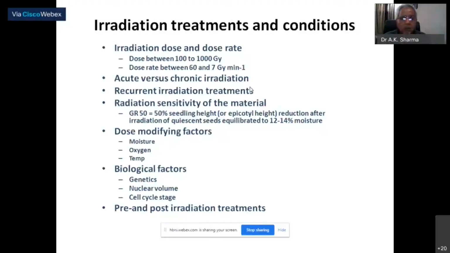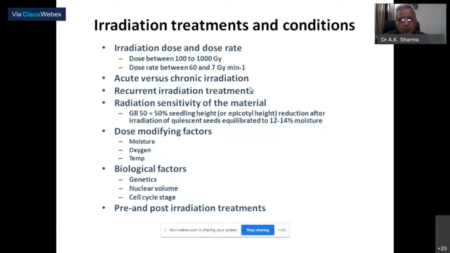But if we are exposing seeds over a period of 1 hour, 2 hours, or so, then we are calling it acute radiation dose. Then many times, recurrent irradiation treatments are done. That means you give small doses at different points of time. So that will be called recurrent irradiation.